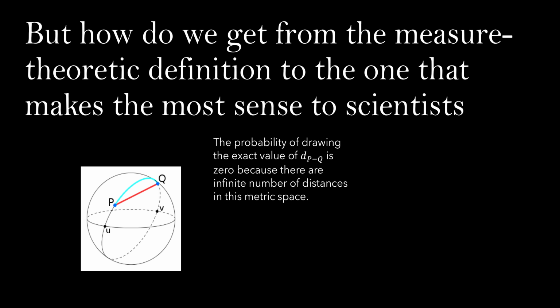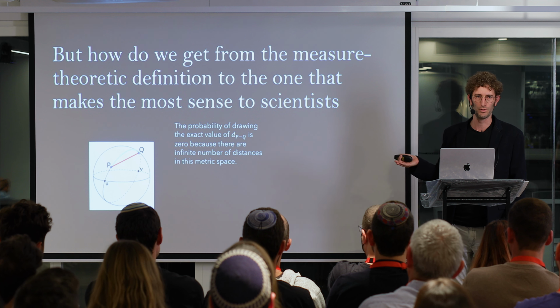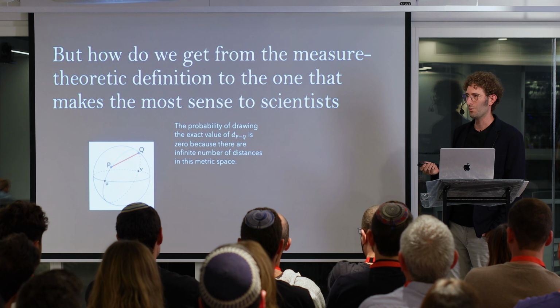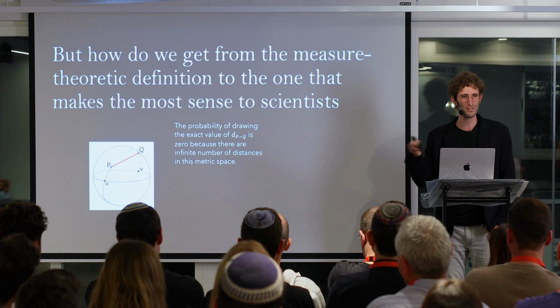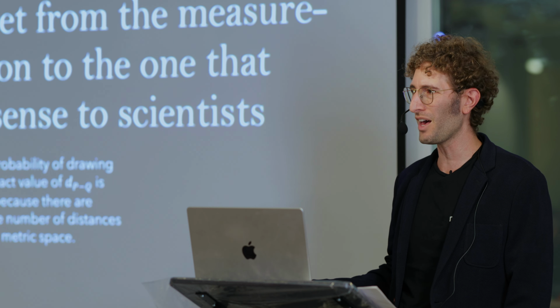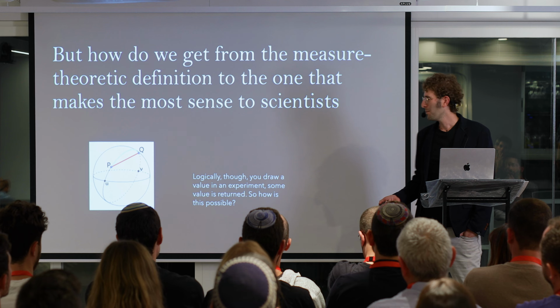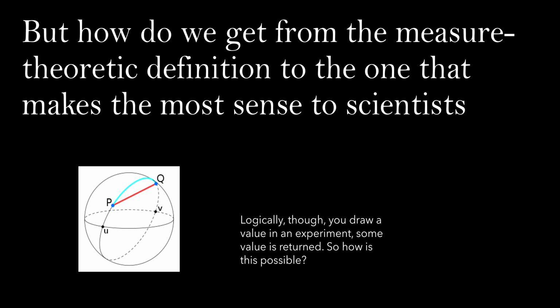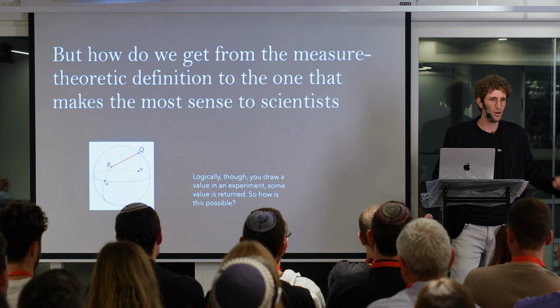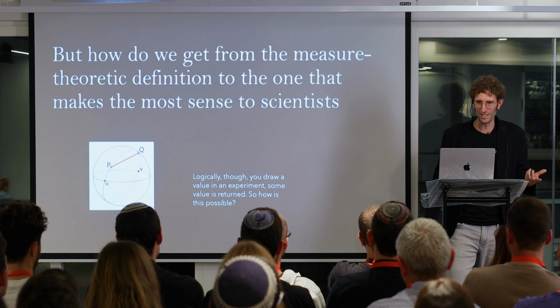But that's a nice measure theoretic definition, and it doesn't make sense to most scientists. For example, imagine we were trying to measure the distance between 2 points, P and Q, on the surface of a sphere, and we were just going to draw our hand in and pull out a value. Well, since there's an infinite number of possible distances between points P and Q, we would expect that the probability of drawing a particular value is 0. But that doesn't sit well with us, because we all know as scientists, we do an experiment, we get a value. So if the chance of getting a particular value is 0, how is it that we're able to draw even a single value? It doesn't make any sense.